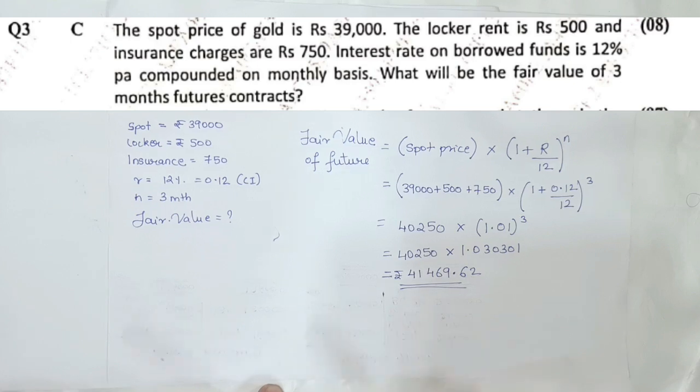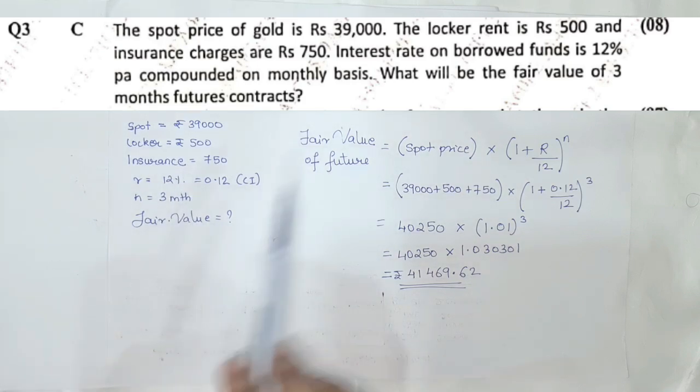Okay, so this is how you all had to solve the problem sum based on fair value. I hope everyone has understood. Very simple, just note down the data and the formula and substitute in the formula. Go through it once and then we'll jump to the next sum.